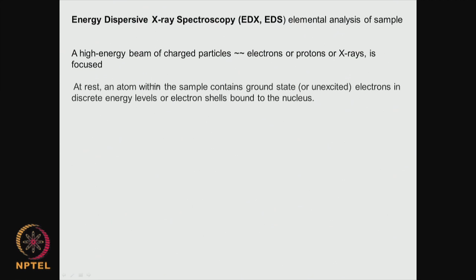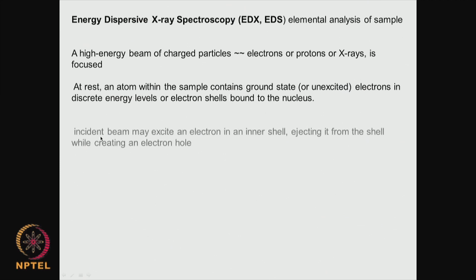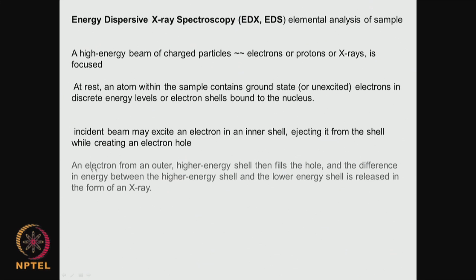Okay. So, at rest an atom within the sample contains ground state electrons in discrete energy levels or electron shells bound to the nucleus. So, incident beam may excite an electron in an inner shell, ejecting it from the shell while creating an electron hole. So, an electron from an outer higher energy shell then fills this hole, and this difference in energy between the higher energy shell and the lower energy shell is released in the form of an X-ray which is detected. That is why it is called energy dispersive X-ray spectroscopy.